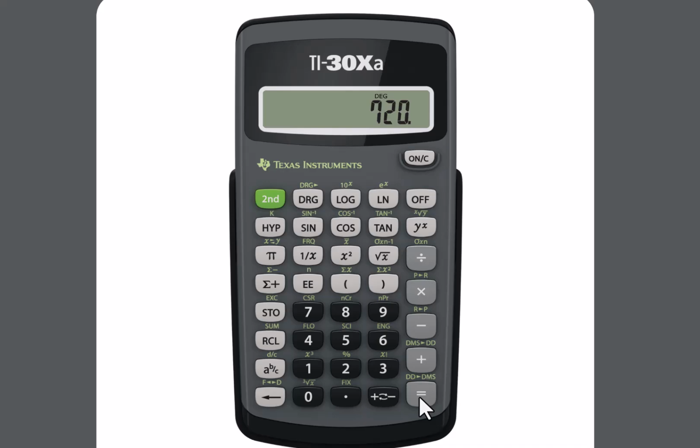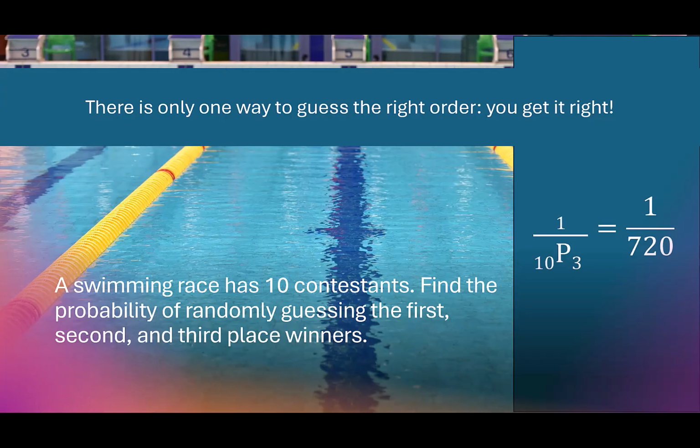So I would have 1 in the numerator, 720 in the denominator, and I could put my answer in as 1 over 720. How you put in the answer, again, all relates back to what's asked in the question that you're answering. So you might have to give percent, you might give decimals, and you might give fractions, so just pay attention to the wording.